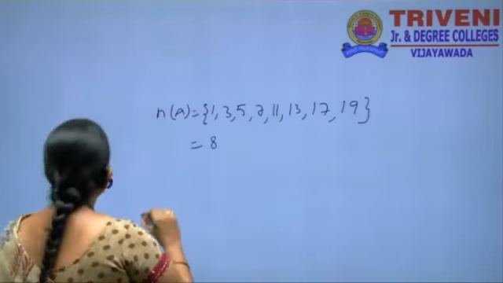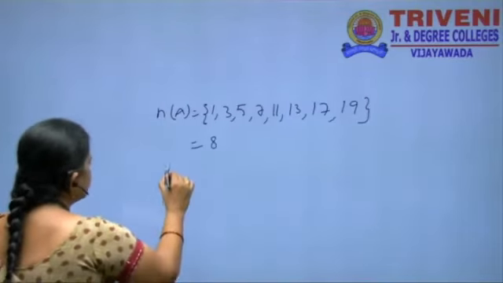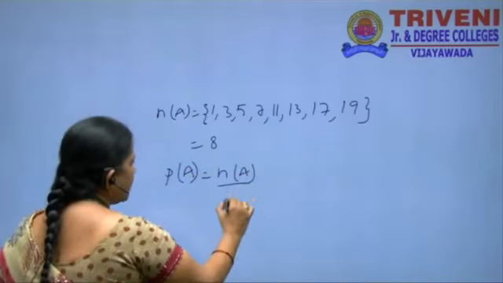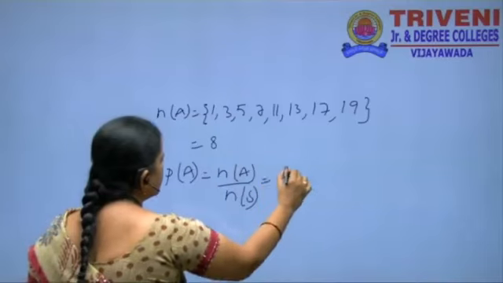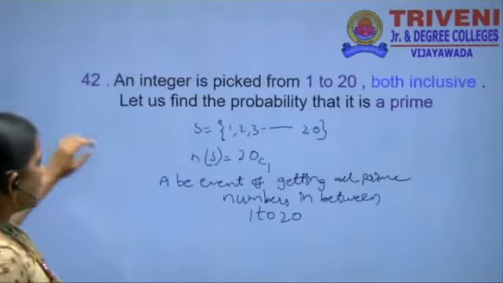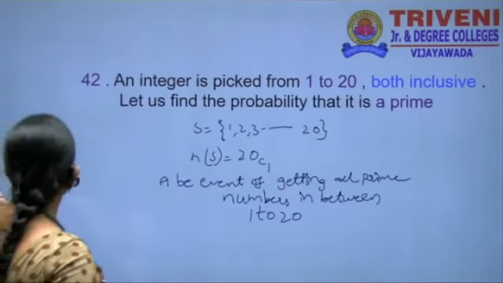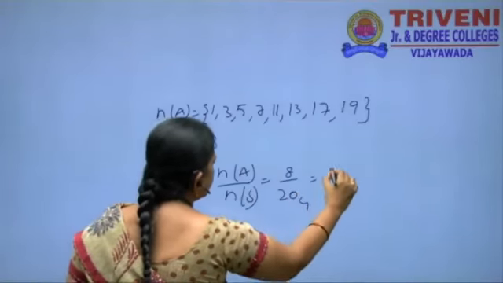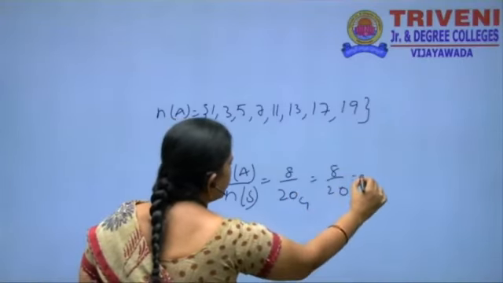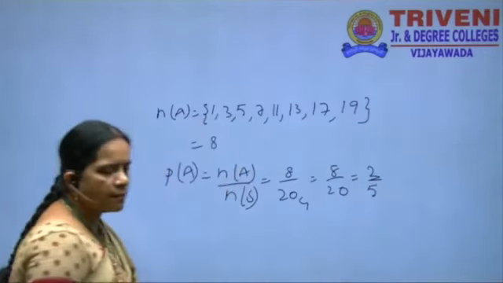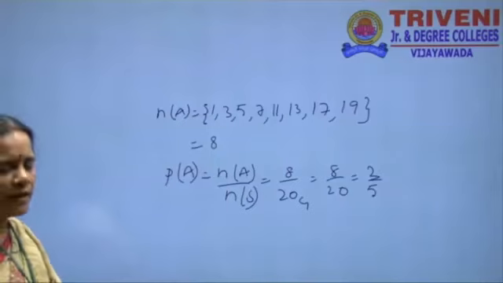8. Therefore, the probability is n of A by n of S, that is equal to 8 by n of S. n of S is 20C1, and 20C1 is nothing but 20. That is equal to 8 by 20. Here 4 will cancel, so it is 2 by 5. Therefore, the probability of the prime numbers is 2 by 5.